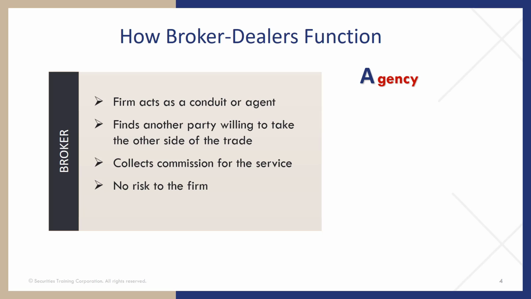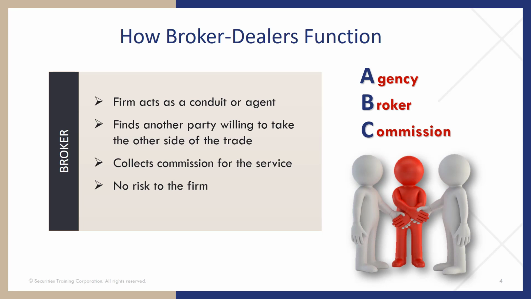And we use the term ABC when we talk about brokers because they act in an agency capacity. That's the regulatory term. They are considered a broker, and brokers make the C, commissions. So as you see from the picture, the person in red is introducing the two people on the right and left-hand side, acting in an agency capacity, being a broker, and charging a commission.